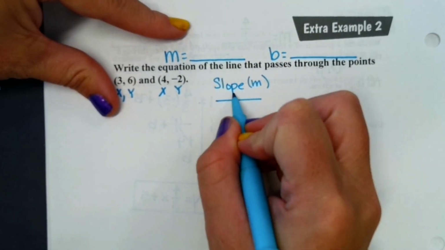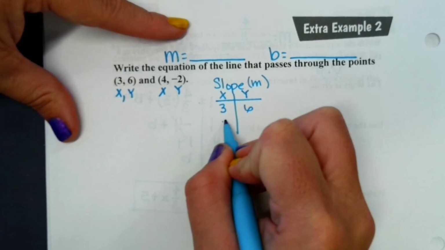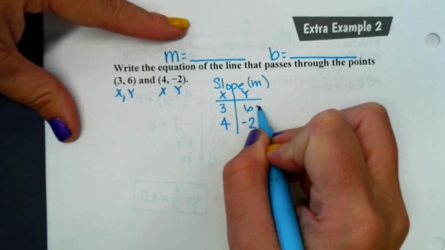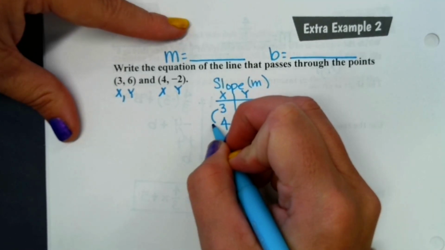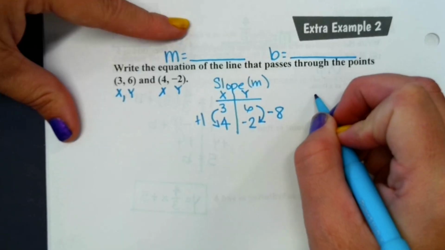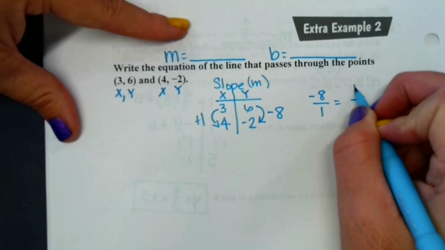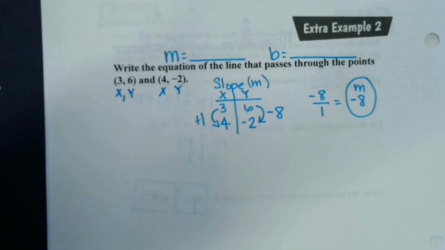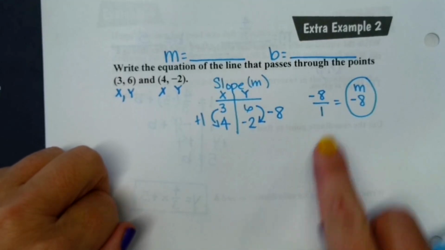It said to put them in a table and find my change in y over change in x. How did you get from 6 to negative 2? 3 to 4. So I have negative 8 over, which really equals, and this is my m. Give me a thumbs up if you could do that. Just give me a thumbs up right in front of you or up top. Just let me see who could do that. Yeah, it is. The change in y over the change in x.